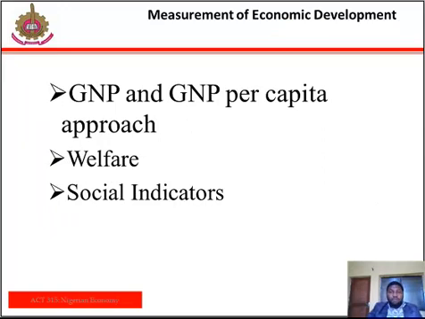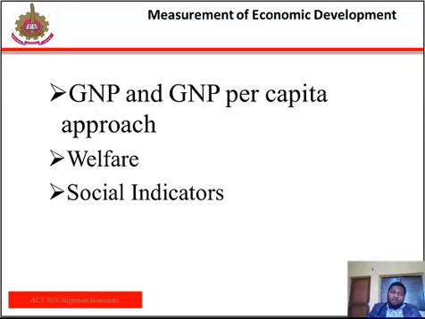Measurement of economic development. There are different measures of economic development, and all of them have different shortcomings. Whichever method one wants to use, whether a country is developing or not, care must be taken to minimize the shortcomings as much as possible. The following methods can be used in measuring the development of a country or an economy.